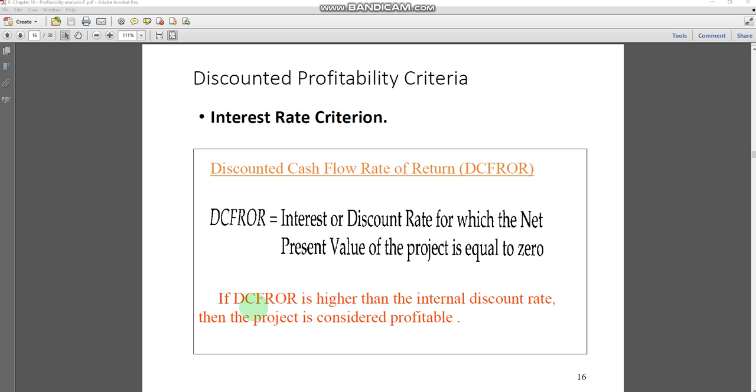If the discounted cash flow rate of return is higher than the internal discount rate, then the project is considered profitable. Whenever we make an investment for any project, we specify what our rate of return should be. That is called the internal discount rate. Then we do the detailed analysis, from which we calculate the discounted cash flow rate of return. If that value is higher than what we specified for the investment, then the project is more feasible, and we can invest in it to get some benefit.